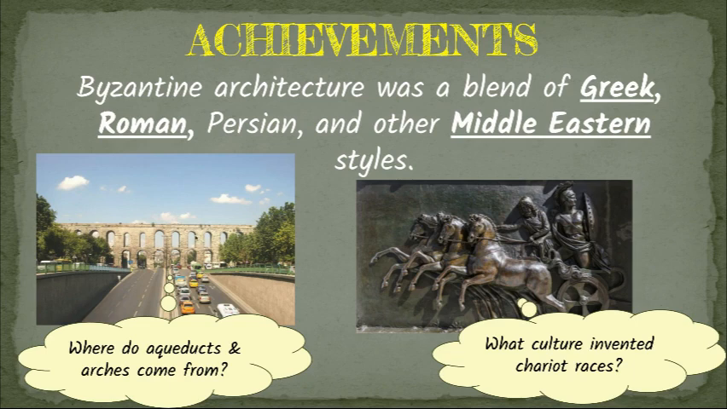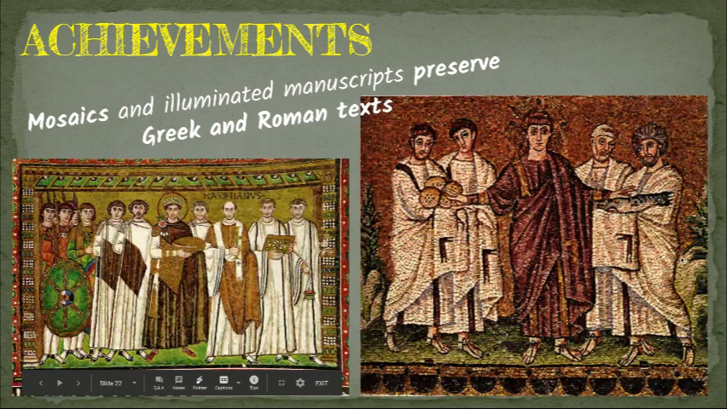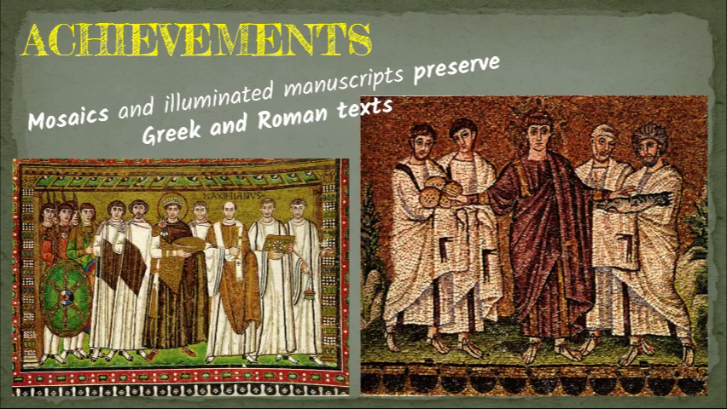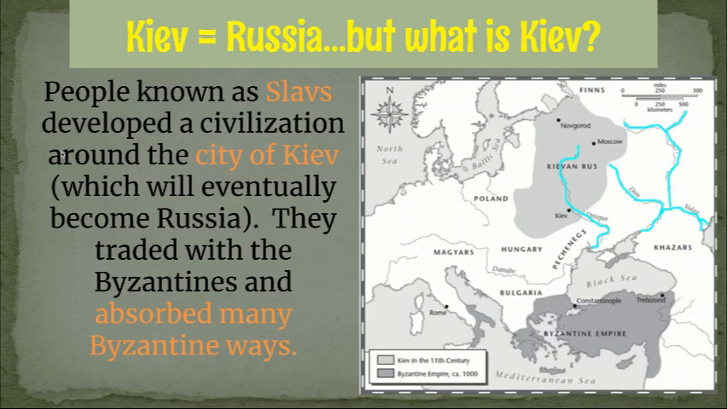Right? So here is a massive aqueduct. Do you remember where the aqueducts come from? But this is still standing today. As you can see, modern day cars drive through this aqueduct that was built over 1,000 years ago. Do you remember what civilization invented chariot races? And like I said, blending of all these older ideas. So Greeks and Romans had made mosaics, and the Byzantines improve upon those. And they basically preserve the Greek and Roman texts so that they're there for future use. Right? They keep these documents alive so that history can be learned.